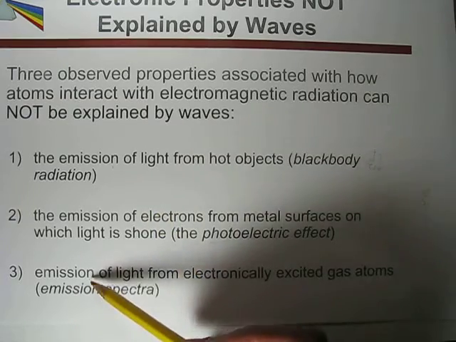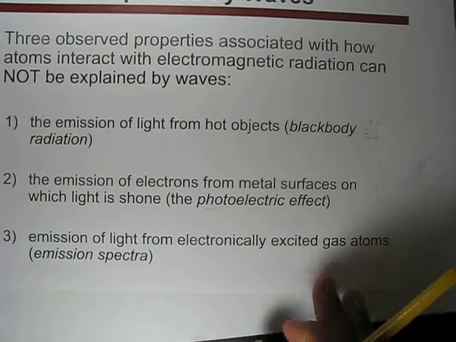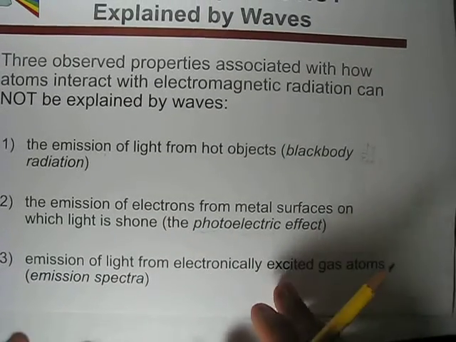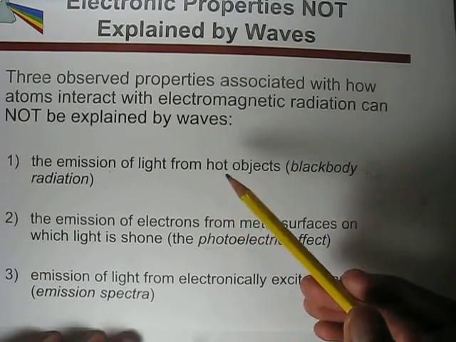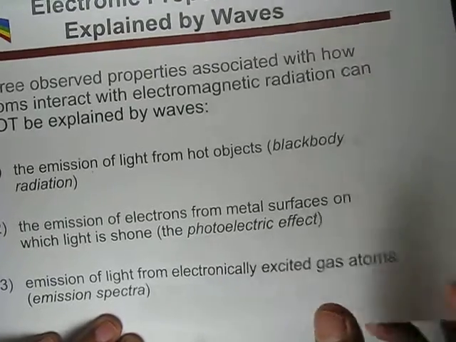And the third one was the emission of light from electronically excited gas atoms, or emission spectra. So we will see one by one. These are the three properties which were not explained by the wave nature of electron. So let's see one by one what those are.